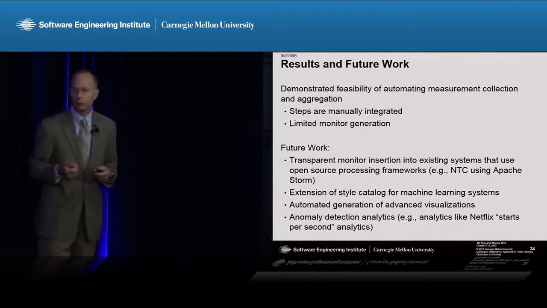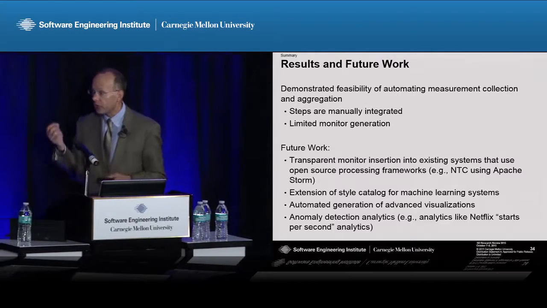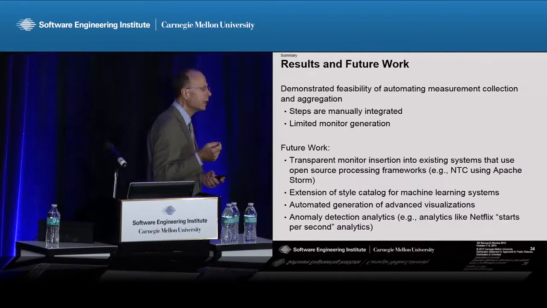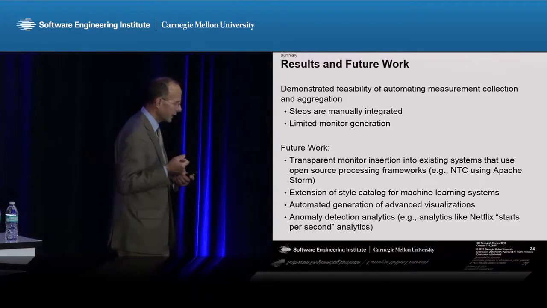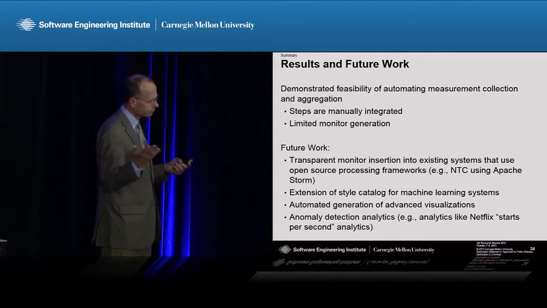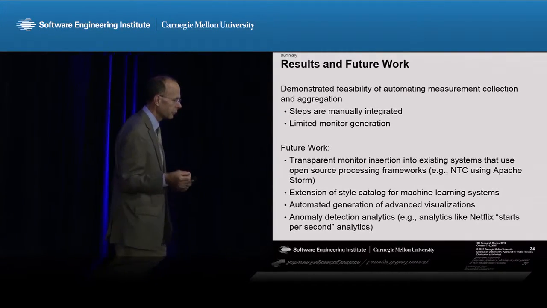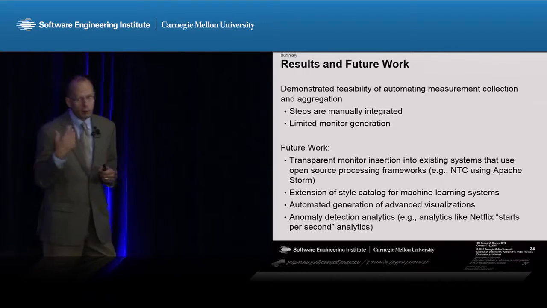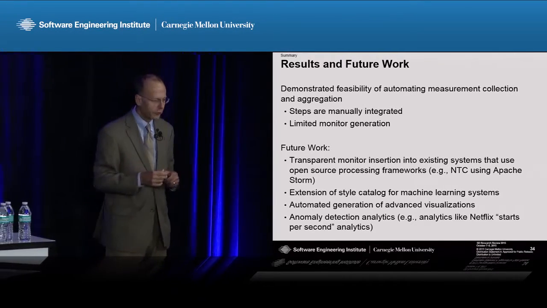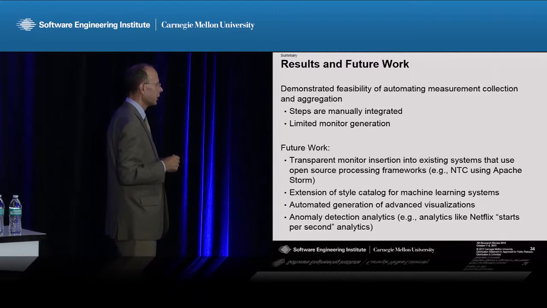So our results, we set out to say, can we solve this problem? And the answer is yes. We've demonstrated that we can use architecture styles to automate this generation. We can do it at scale. The limitations, there's always limitations in research. It was manually integrated, so the pieces were performed separately and tied together by people. Our monitor generation was a little weak. We focused only on the persistent store layer.